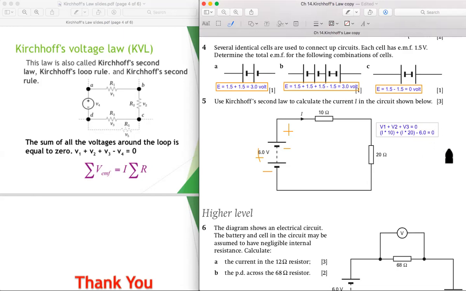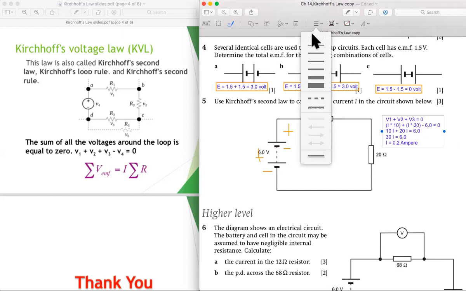Okay. In other equation, this is 10I plus 20I equals to 6.0. Okay, in other equation, 30I equals to 6.0, or I equals to 6 divided by 30, 0.2 ampere. Yeah, that's it.